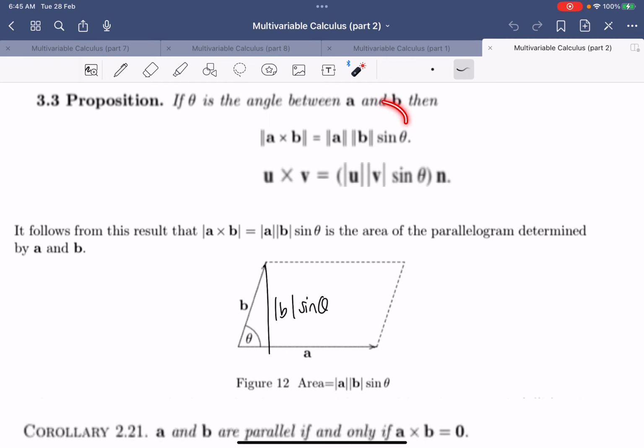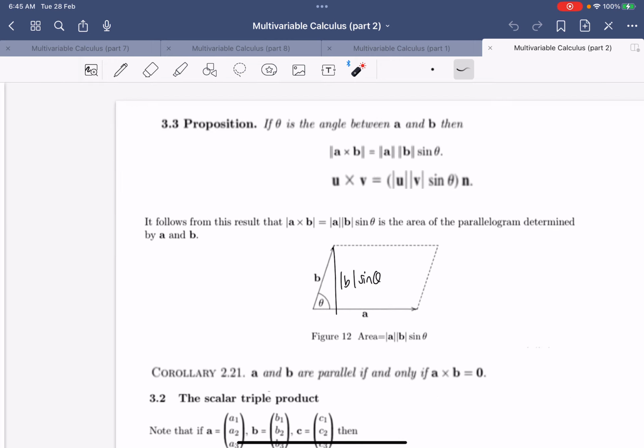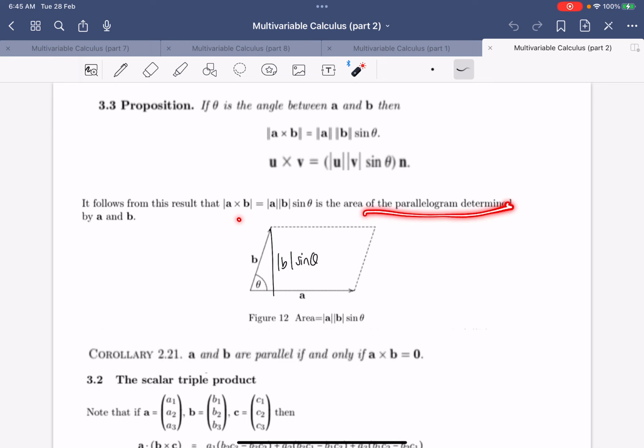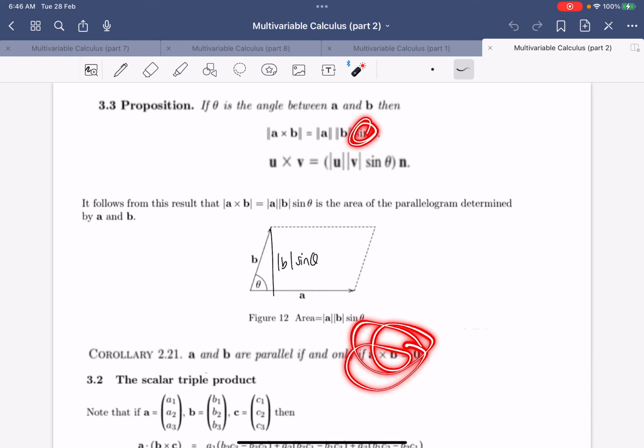And because of this proposition, you get a second definition for the cross product in terms of sine theta. You can see that it represents the area of the parallelogram determined by A and B from this picture over here, because the height of the parallelogram is B sine theta. And also, from this geometric understanding, you can see that A and B are parallel if and only if the cross product equals 0. If this is 0, it means sine theta is 0, meaning theta equals 0, and so A and B are parallel.